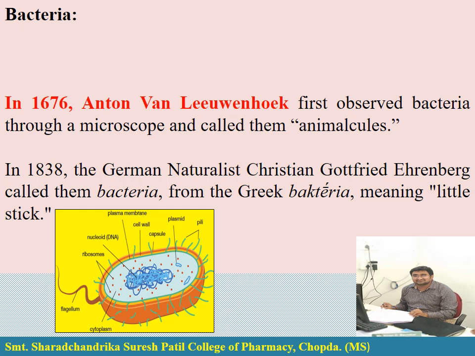Plasmid is an extrachromosomal DNA that is present in the cytoplasm of the cell. Plasmids are also present in bacteria, or prokaryotic types of cells. Bacteria and archaebacteria are included in the prokaryotic type of cell. So what is the definition of bacteria?